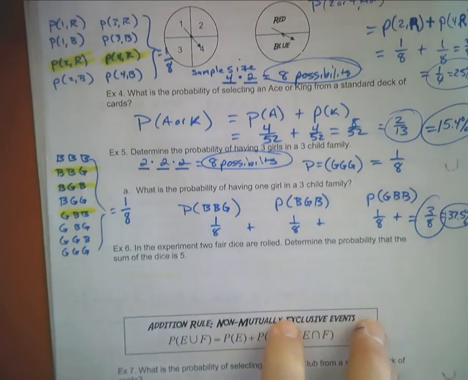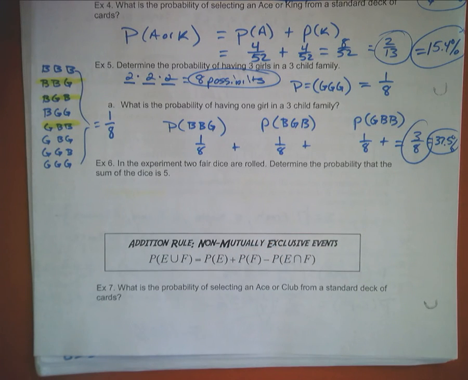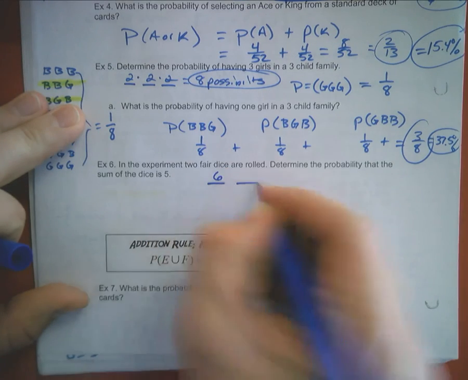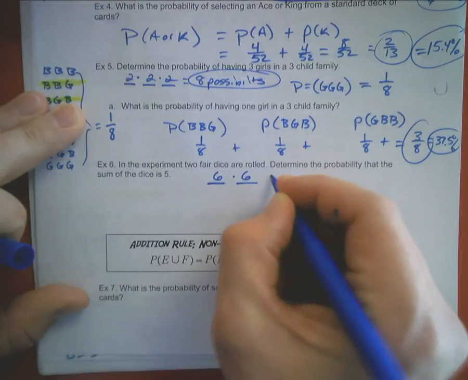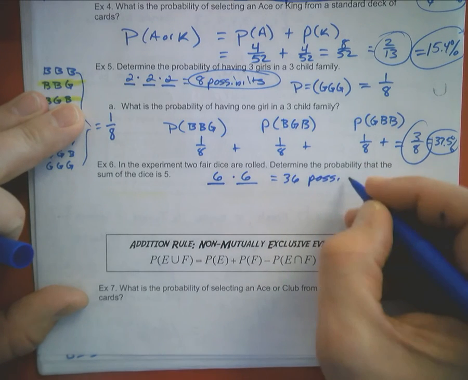Here we go. Last but not least, I got two more examples, guys. Example 6 says, in the experiment, 2 fair dice are rolled. Determine the probability that the sum of the dice is 5. We go back to how many possibilities are there? Do we remember? 36. Yeah, 6 choices for the first, 6 choices for the second die. That's 36 possibilities. That's my sample size.